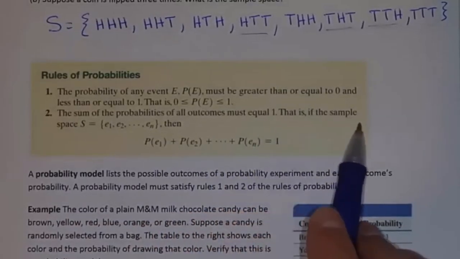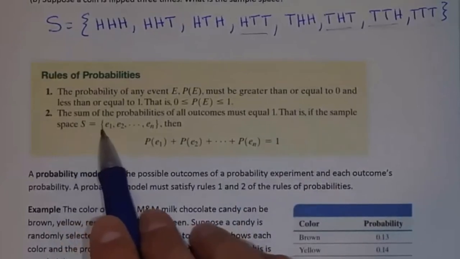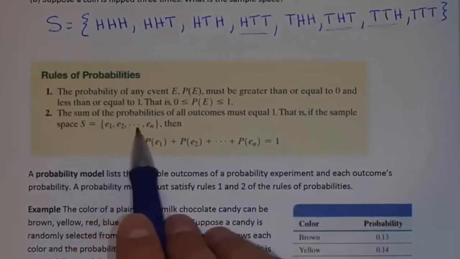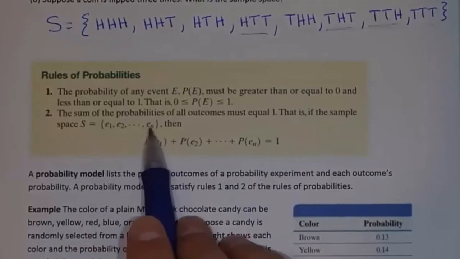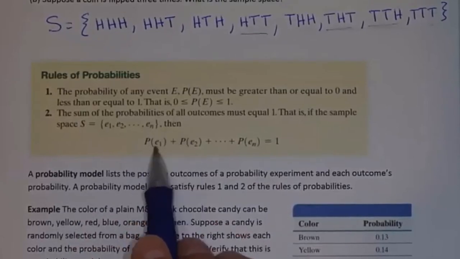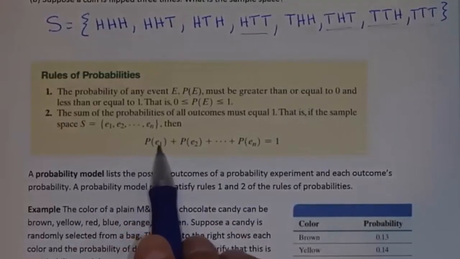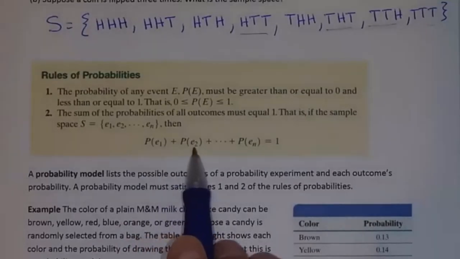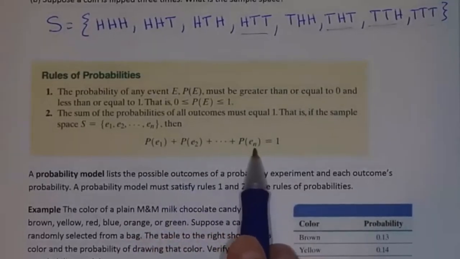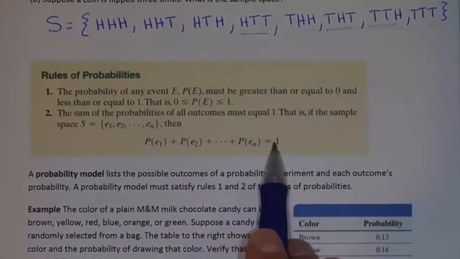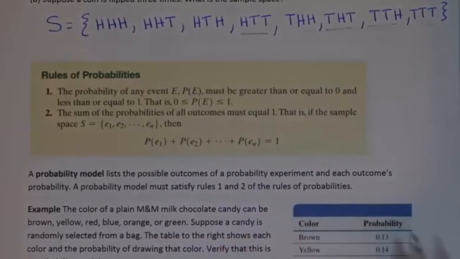That is, if the sample space S equals event 1, event 2, and so on, and these are simple events up through E sub n, then the probability of simple event 1 plus the probability of simple event 2 and so on plus the probability of simple event n has to add up to 1. Add all the probabilities up, they got to equal 1.